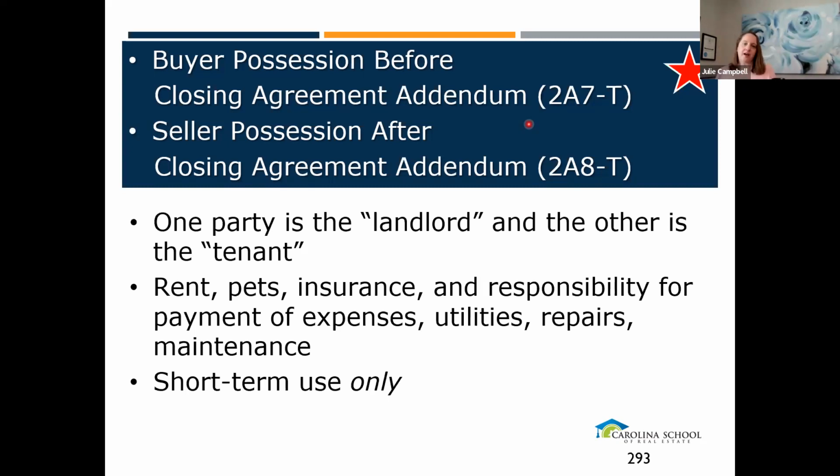And it addresses, you can see other things here. How much rent are you going to pay for those 2 days? Of course, I'm going to charge you rent for 2 days. So we got to agree to what that looks like. Addresses insurance or pets allowed. Who's responsible for utilities, lawn care, maintenance, all that. So buyer possession before closing, seller possession after closing.